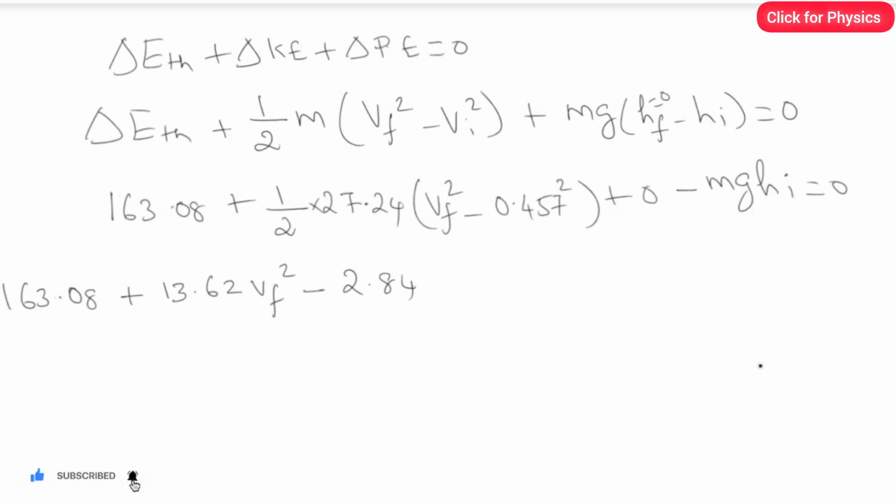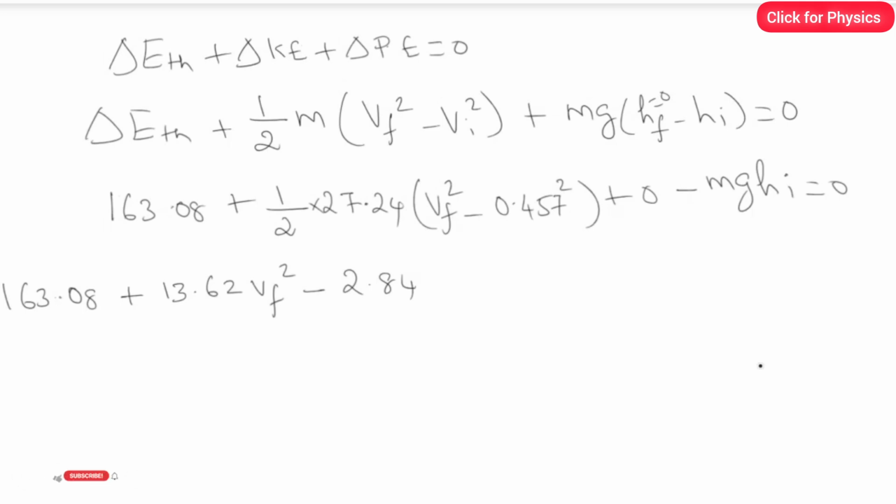What I did, because here I multiply the final speed and then I separate the term final minus initial. So this is your final speed, this is your initial speed, but initial speed we already have the value. So I simply multiply this term with VF. I simply multiply this term with this 0.457. So that's the reason I write two values.